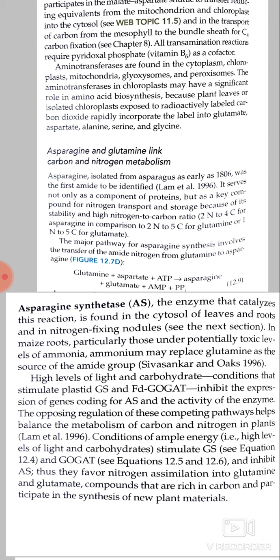The opposing regulation of these competing pathways helps balance the metabolism of carbon and nitrogen in plants. Conditions of ample energy stimulate glutamine synthetase and GOGAT and inhibit asparagine synthetase. Thus, they favor nitrogen assimilation into glutamine and glutamate, compounds that are rich in carbon and participate in the synthesis of new plant materials.